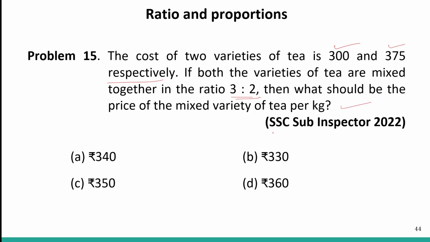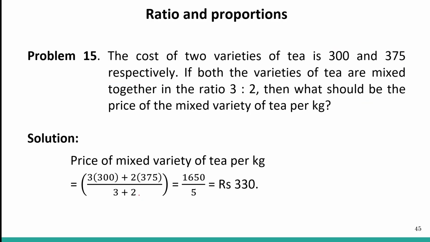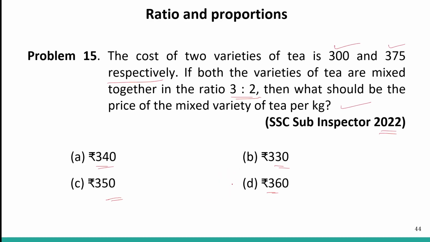So this question has appeared in the SSC Sub Inspector 2022 paper. Let's see whether 340, 330, 360 or 350 is the answer. Price of mixed variety of tea per kg will be (3 into 300 plus 2 into 375) by (3 plus 2), because their addition will be 5 kg. So this will be equal to 1650 by 5, that is 330. So 330 is the correct answer. All the other options are incorrect.